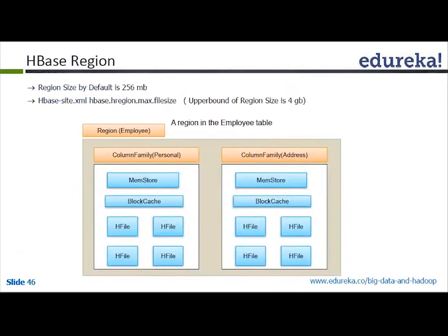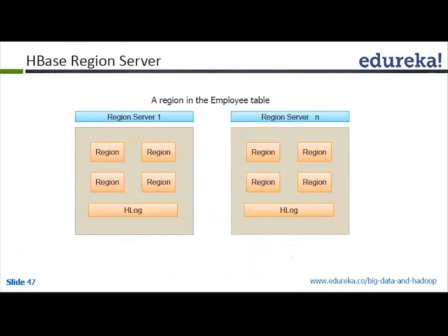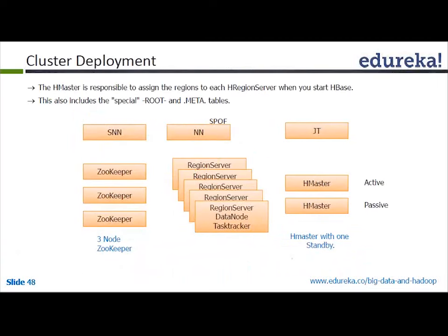Make sense, guys? Good. So we were over here just to show you how a single region can be there in multiple machines, and one region server can hold multiple regions. So see over here, if you're talking about a cluster deployment, HMaster is responsible to assign regions to each region server when you start HBase. There are some special lookup tables called root and meta tables. So whenever you start, it will automatically take up the value.